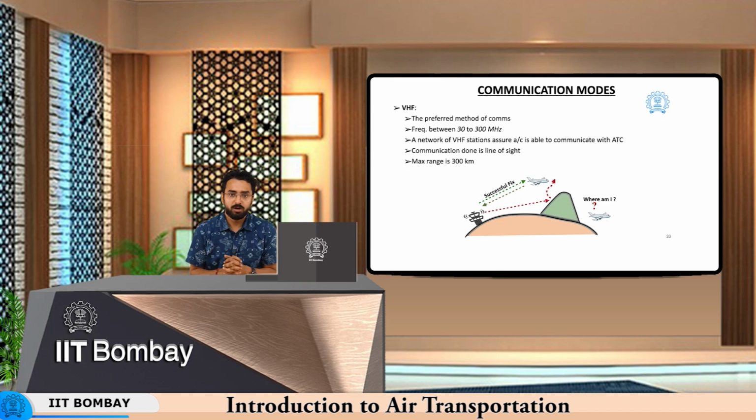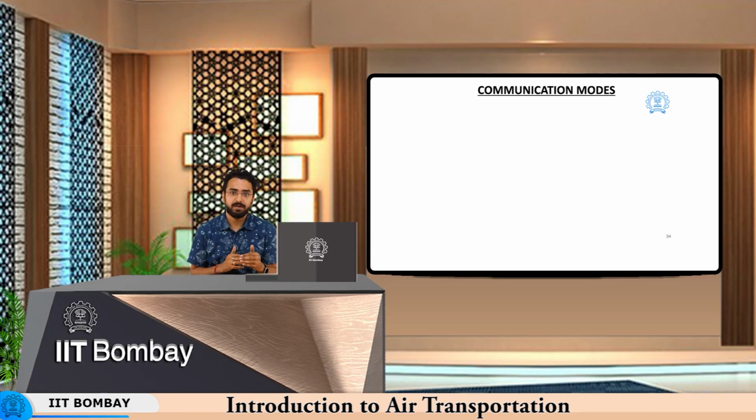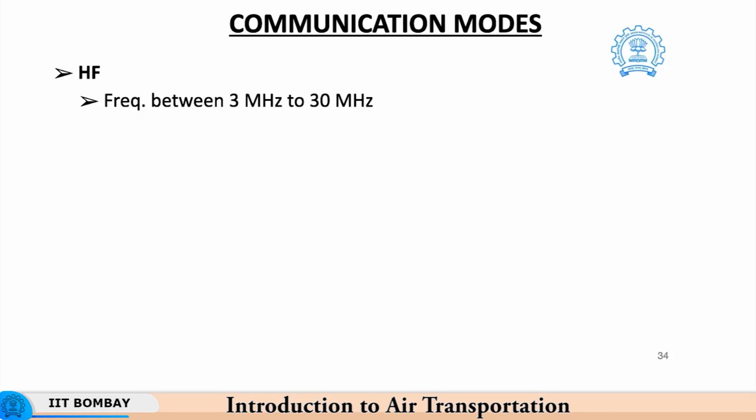Because of this type of constraint, the overall communication range of the VHF communication mode is limited to 300 kilometers only, and it is also not available in the polar locations. In order to mitigate these two shortcomings, that is short range and no availability in polar regions, the other mode of communication used by aircraft is called the high frequency communication mode, which operates in the frequency band of 3 megahertz to 30 megahertz.